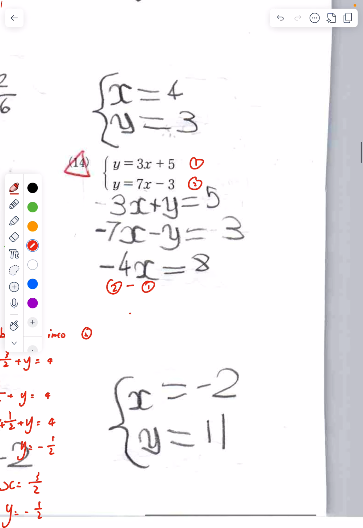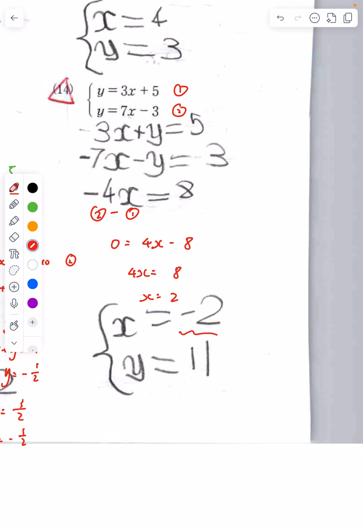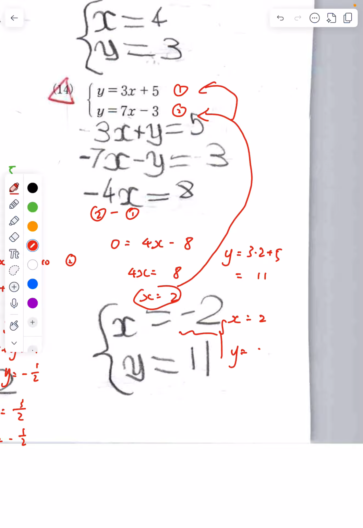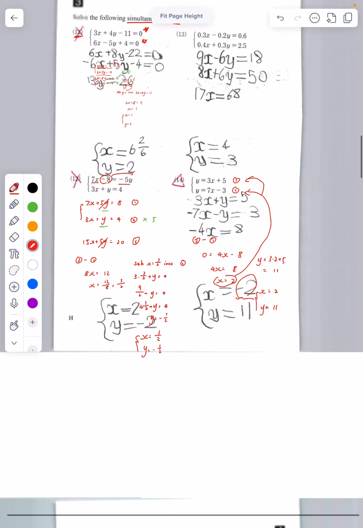So on the left side will be 0. On the right side will be 4x minus 8. So 4x is equal to 8, x equal to 2. So instead of negative 2, it should be 2. So once that's done, I can substitute this one into this or into this. I decide to substitute into equation number 1. So y is equal to 3 times 2 plus 5, which is equal to 11. So x equal to 2 and y equal to 11. So the real problem here is the negative 2 here. That's why there's a triangle here, okay?